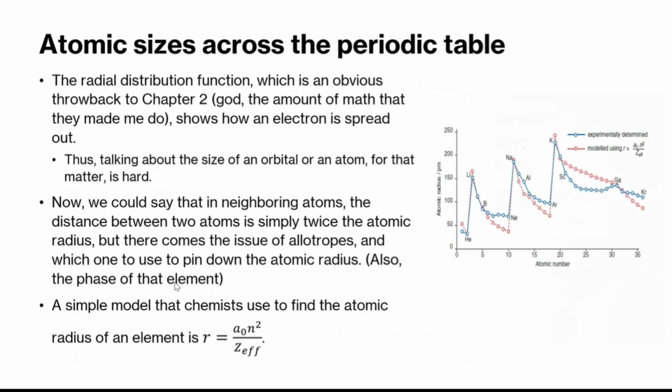So anyways, going back from the effective nuclear charge trenches, the relativistic trenches, and everything else, we look at atomic sizes across the periodic table. What we want to focus first on is the radial distribution function, which shows how much an electron is spread out across different distances from the nucleus.